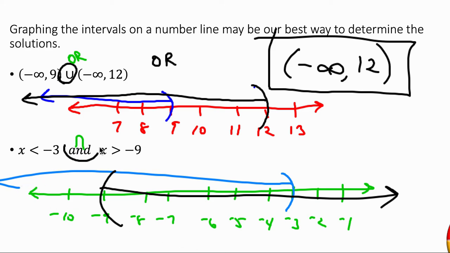Because it's an "and" or an intersection, either way it's written, it means it's got to be this and also at the same time this. That's where they overlap. Here's the overlapping area from negative 9 to negative 3.